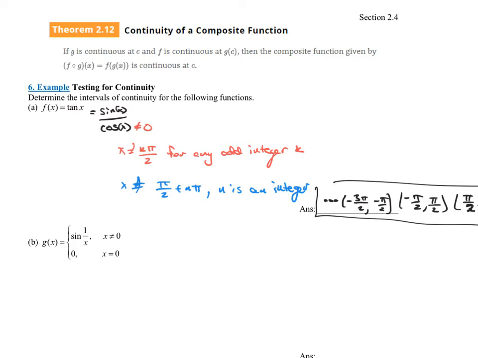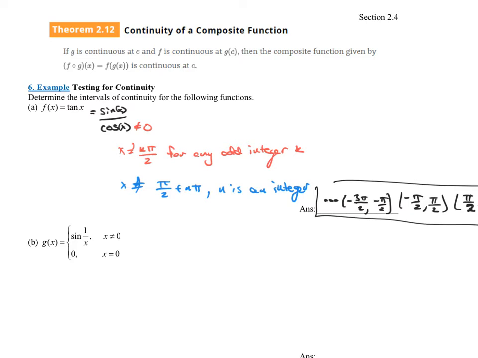Most likely when you get into WebAssign or whatever your online homework system is, this is going to be a multiple choice problem, and you'd be able to select the proper answers right there. It would either be the first one saying where is it discontinuous, or they would give you options of selecting the proper intervals. So look for that, okay?